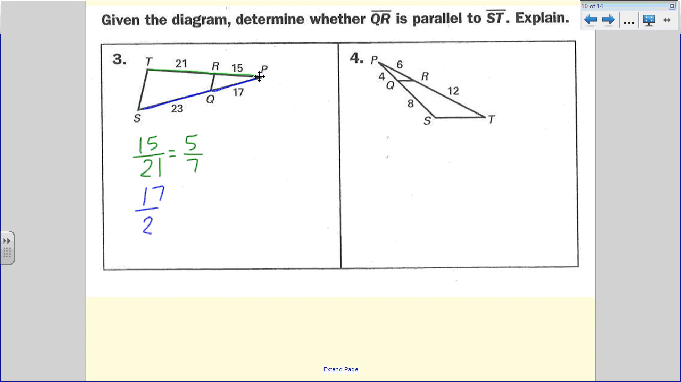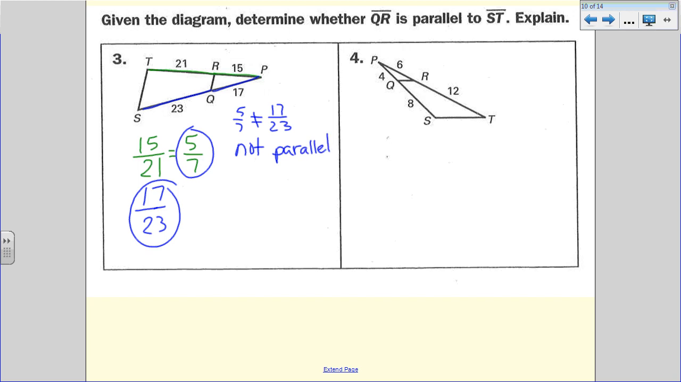17 and 23 are what I consider to be nice numbers for ratios because they're prime, so they don't simplify. So because 5/7 and 17 over 23 are not the same, 5/7 does not equal 17 over 23. They are not parallel. Okay, RQ. Let's see if I can move that around. I would say RQ, the segment here in the middle, is not parallel to the third side, TX.